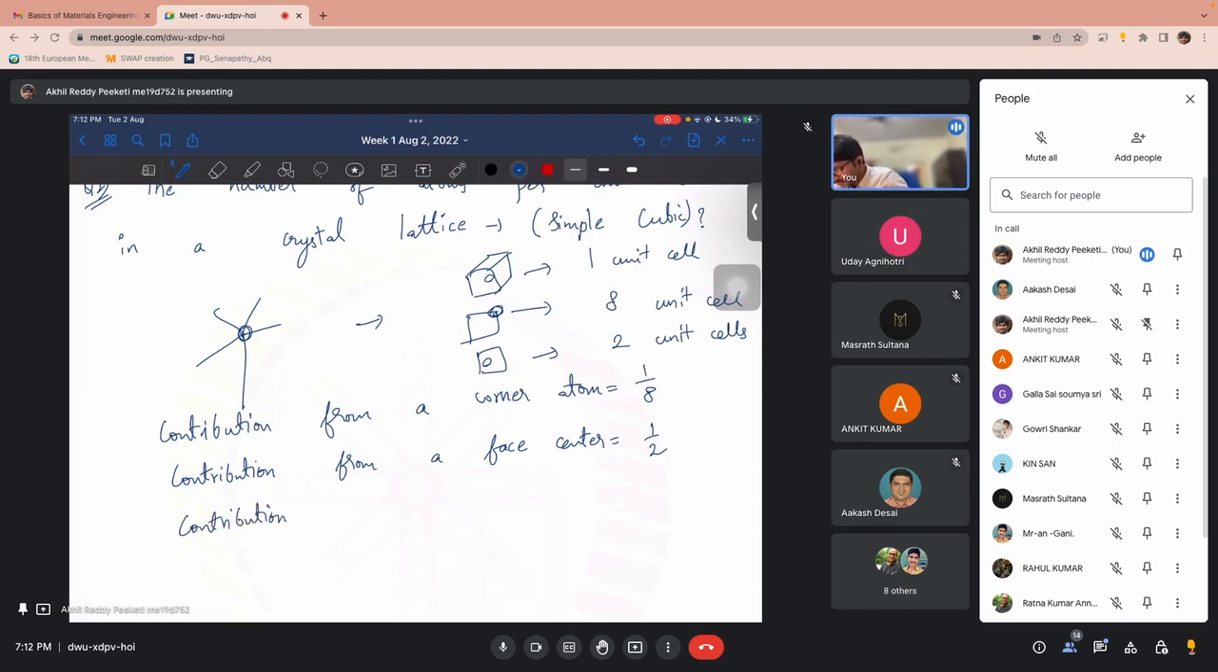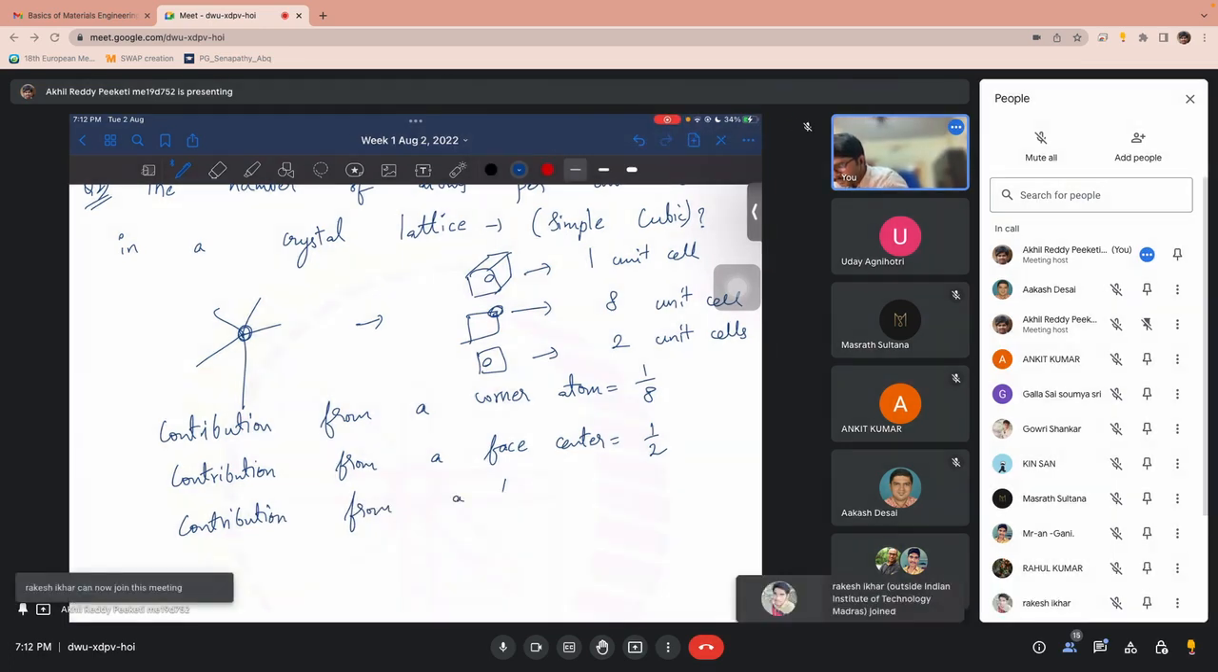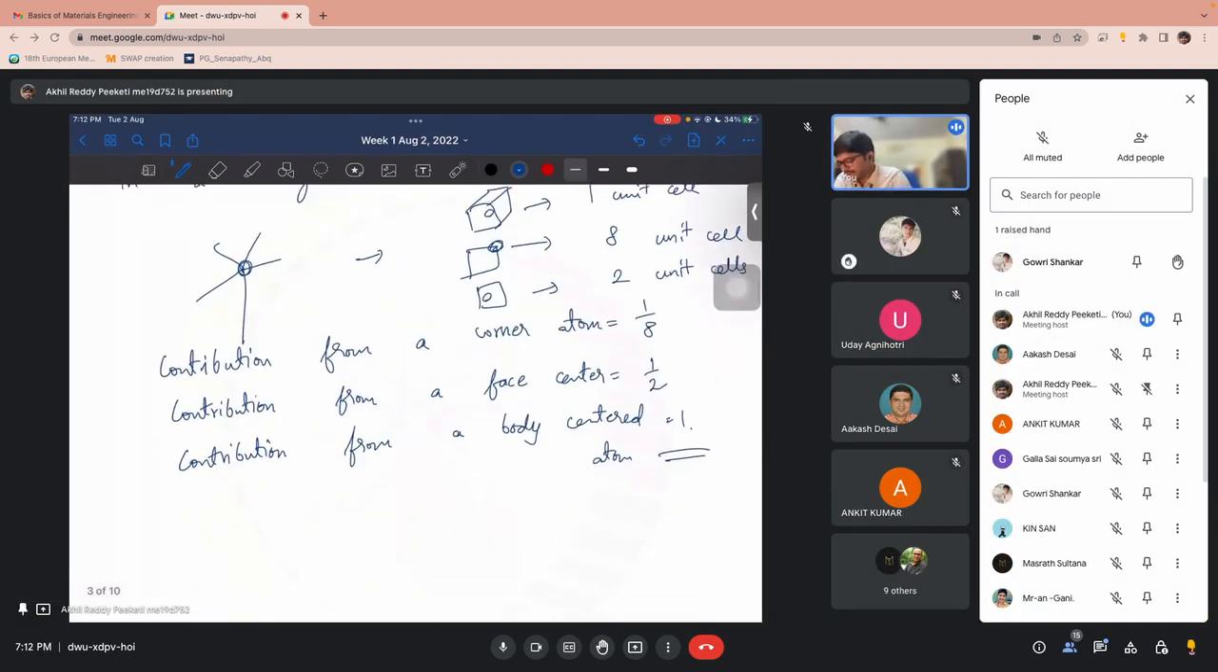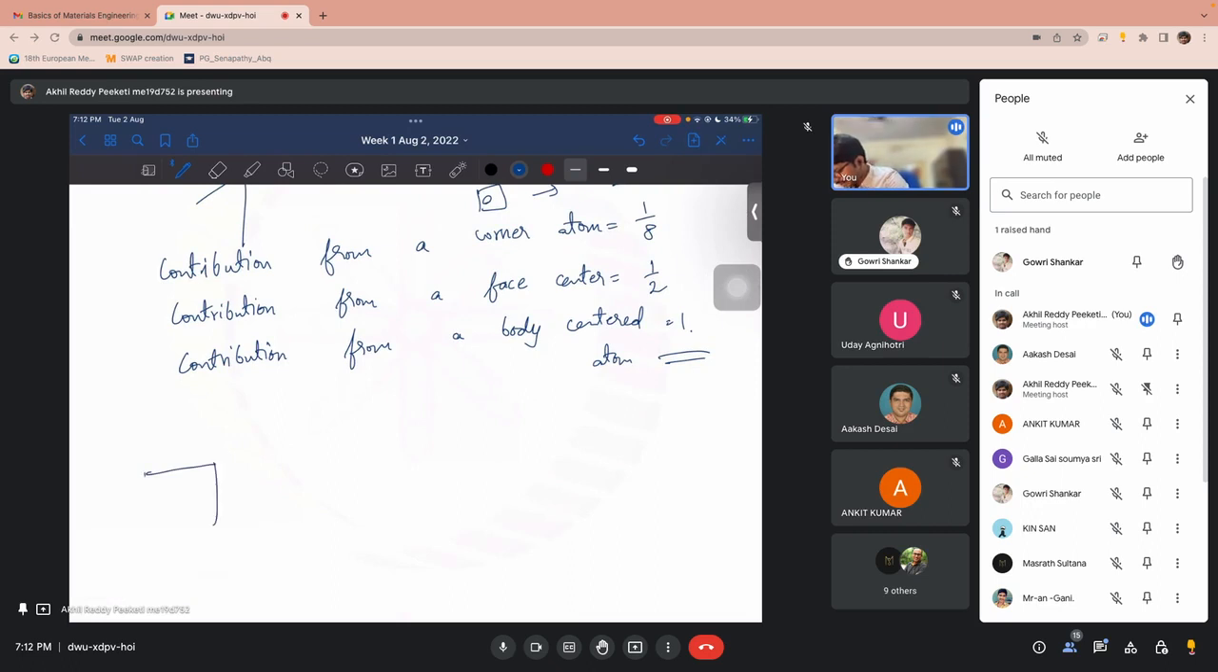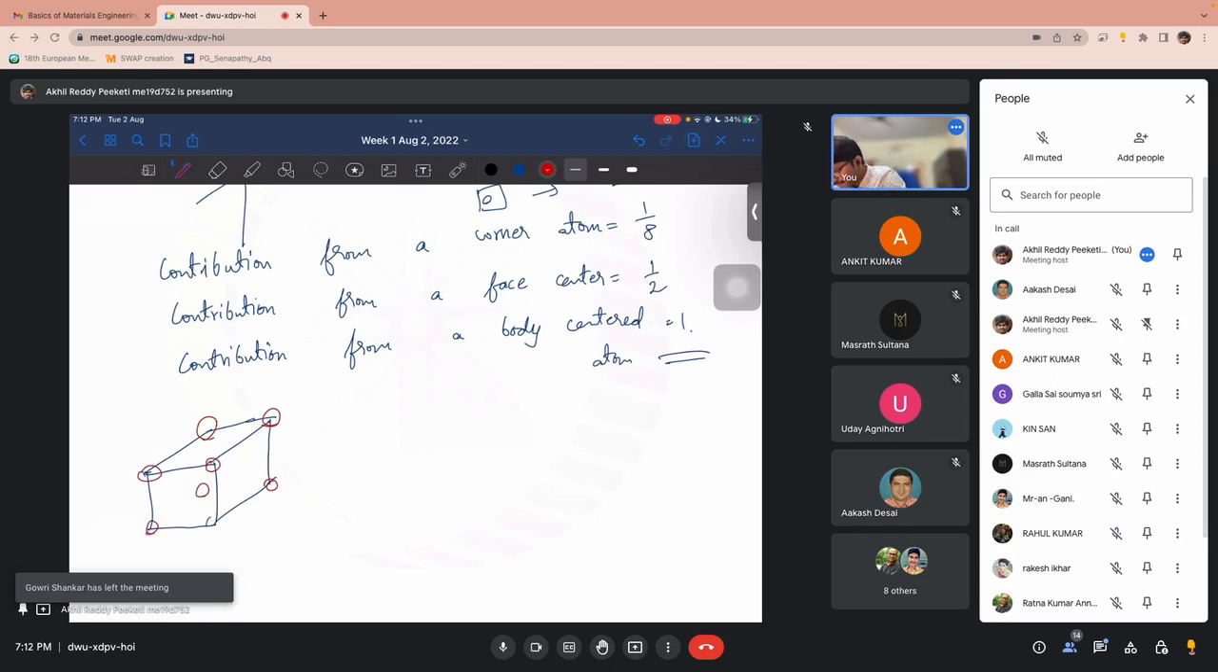So the contribution from a body centered atom would be 1. In this case it's given simple cubic. So simple cubic will have atoms at all the 8 corners. So 8 into 1 by 8, it will have 1.